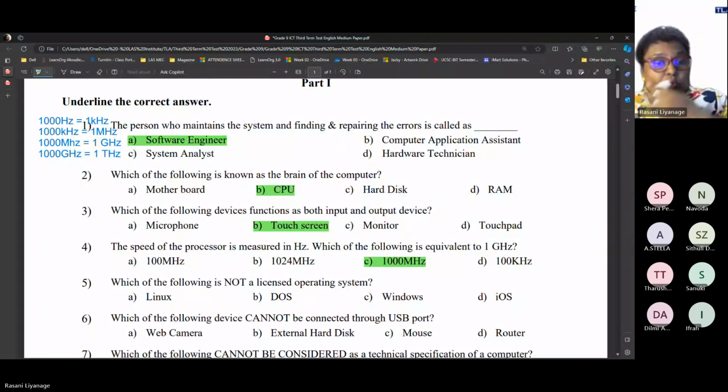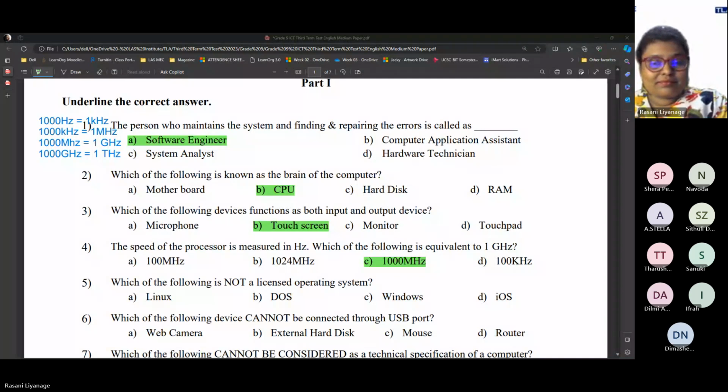Fifth one. Which of the following is not a licensed operating system? Today, of course, you know iOS is licensed with Apple for Mac devices. Windows is licensed with other parties. Now you might float between Linux and DOS.